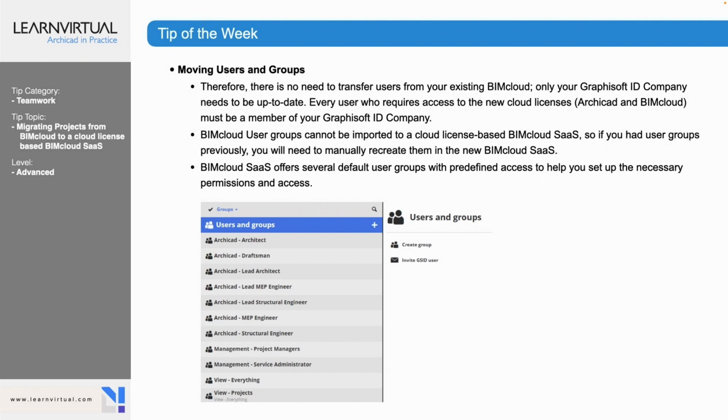You can also move users and groups. Here, you're going to go in and take users and groups and move those also from your BIMcloud into your Graphisoft ID company names. You're going to export it out of the BIMcloud Basic and bring that information into BIMcloud SaaS as well. It's pretty simple to export out the users and groups.